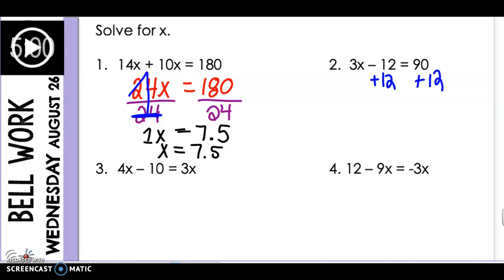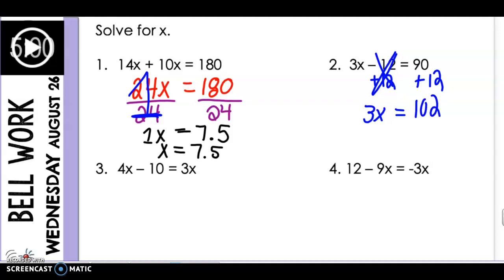This is a minus 12. We're subtracting 12. So to move it over, you do the opposite. So we're going to add 12 to both sides. These cancel out. They go away. So we have 3x equals 90 plus 12, which is 102.